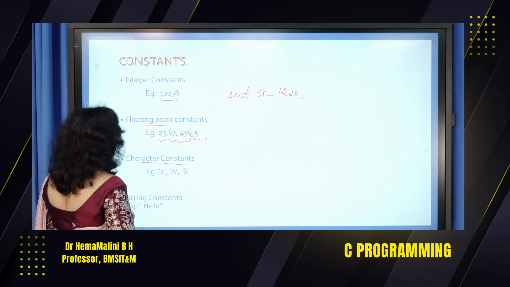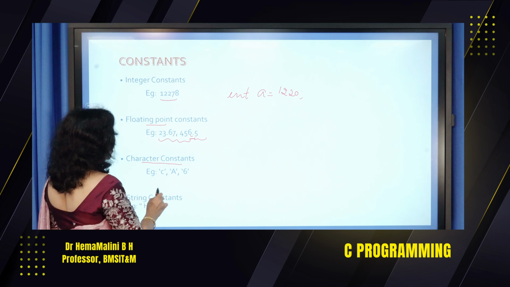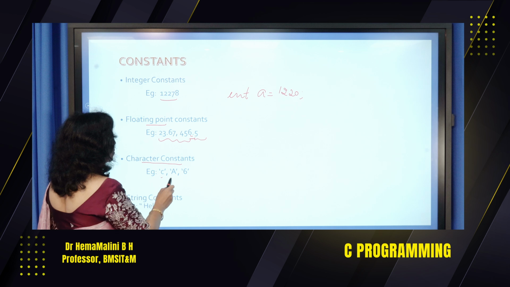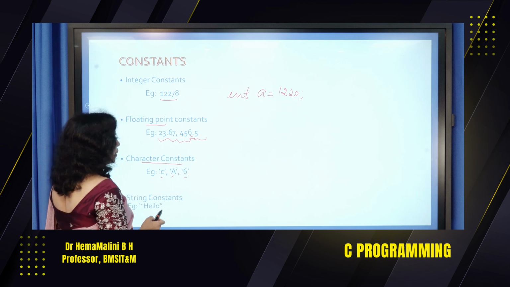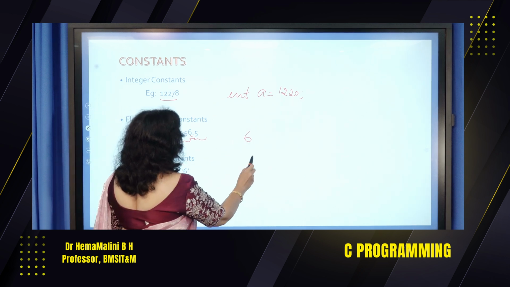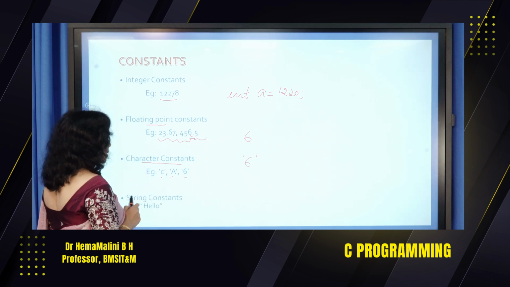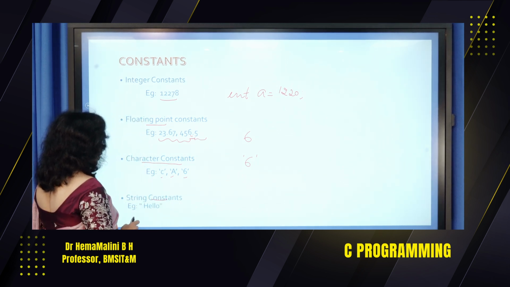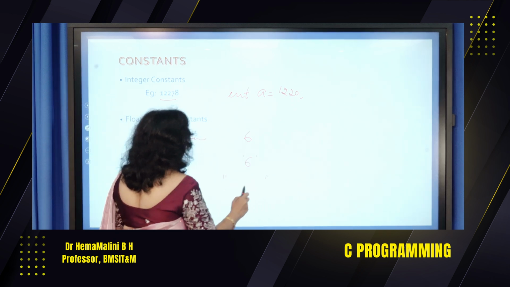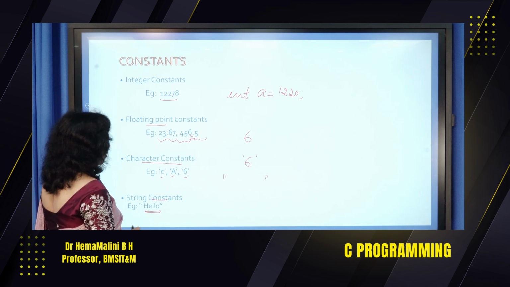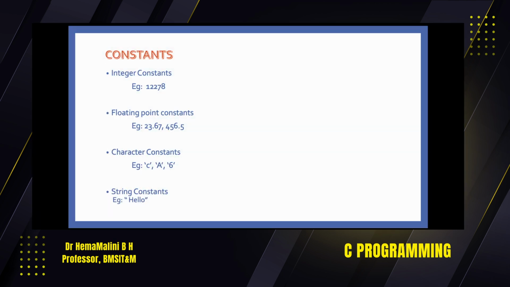Character constant: anything within single quotes we call a character. Say small c within quotes, small a within quotes. Now, this is not the number 6, this is integer 6, but if we write it within quotes, it is taken as character 6. Then we have string constants: anything within double quotes we call a string. So hello is a string constant, and we know this is always null terminated. So this is about the constants.